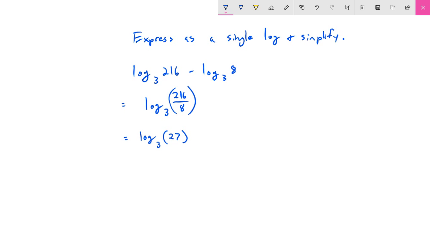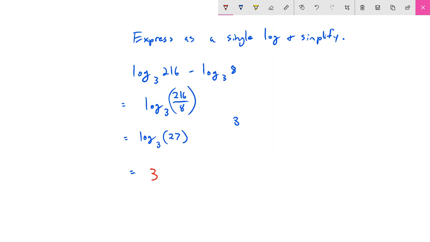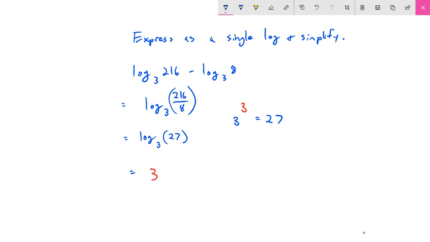And so now we've got to this point, log base 3 of 27. What does that equal? 3. That's right. It is 3, because 3 cubed equals 27. That's right.